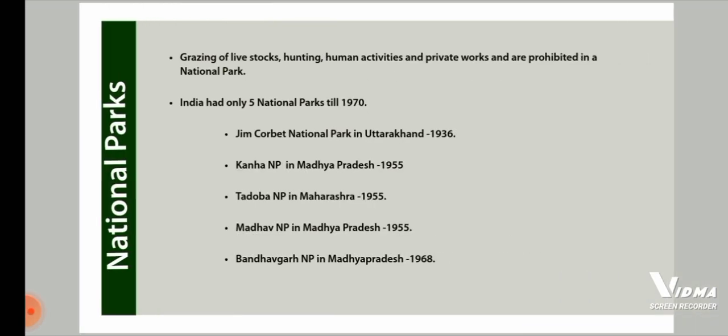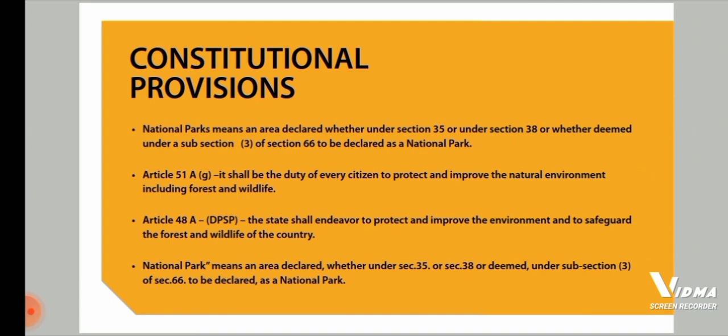Then we shall deal with the 5 national parks till 1970. There were 5 national parks till 1970 and they are Jim Corbett National Park in Uttarakhand, which was established in 1936, Kanha National Park in Madhya Pradesh, Tadoba National Park in Maharashtra, Madhav National Park in Madhya Pradesh and Bandhavgarh National Park in Madhya Pradesh. These are the different national parks we had till 1970.